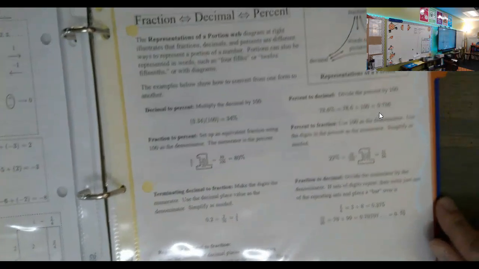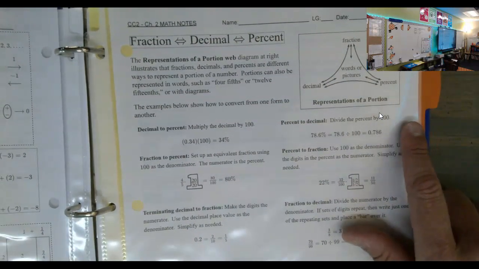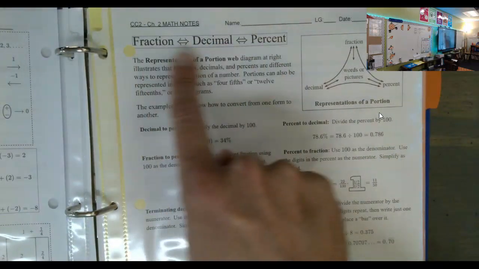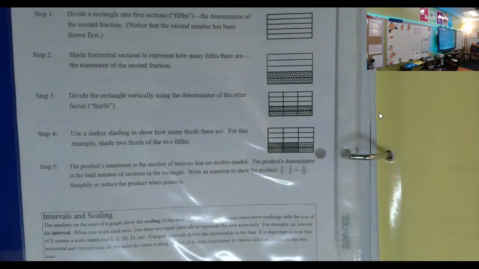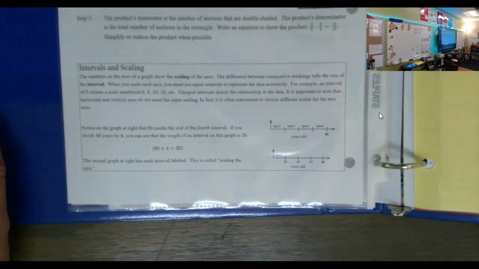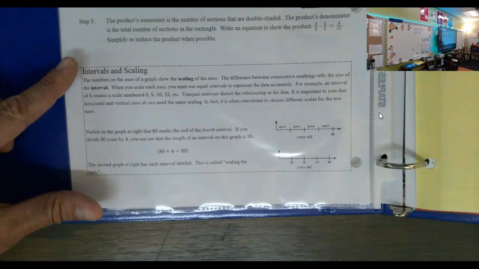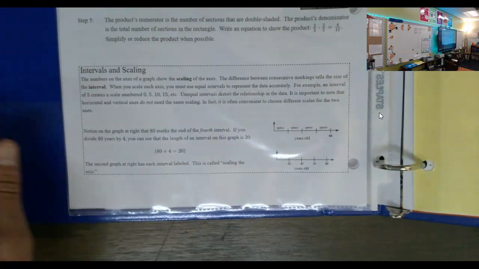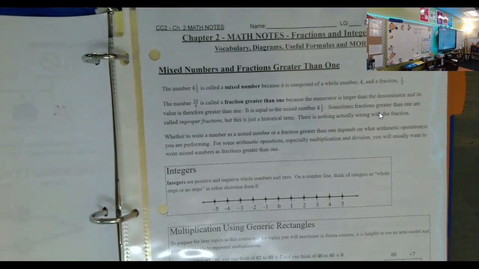I think this is another reminder. I think this was in chapter 1 as well. But just in case, fraction, decimal, and percent conversions. And then multiplying fractions using shaded or double shaded rectangles. Again, this was in chapter 1, but it's important and some of us are still struggling with it. How do we scale axes? Any questions about what's in your math notes now? I try to keep it concise so we're not wasting paper printing.